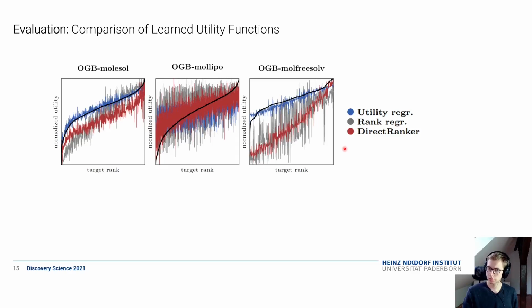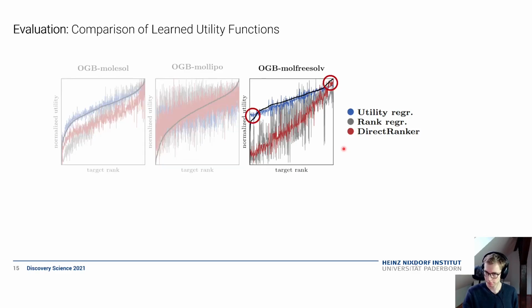Now, to illustrate an interesting point, let us take a closer look at this chart on the right. There we see that both for the low ranks as well as the high ranks, the target utility curve rises and falls notably steeper than for the middle ranks. Interestingly, the blue utility regression model appears to ignore these drop-offs as outliers and therefore fails to rank the objects at the beginning and the end of the ranking correctly. At least visually, both the rank regression as well as the direct ranker model don't appear to have this problem.